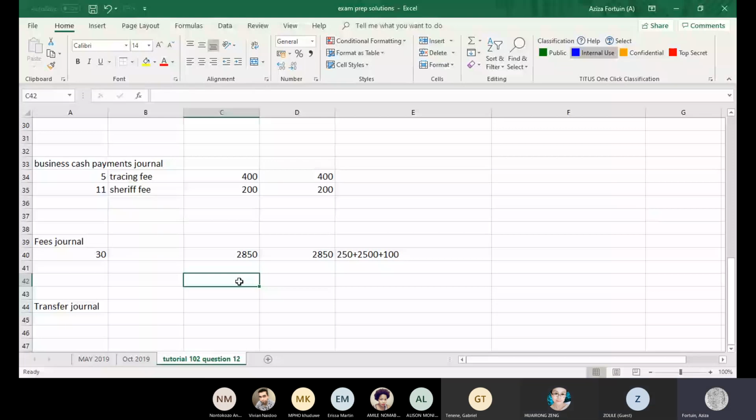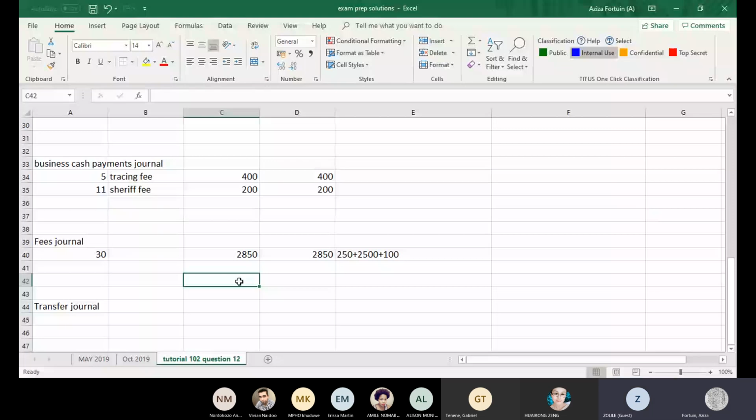Wait. Let's do our ledgers first and come back to this. There's a mistake here by moving like this. Let's come back to this example. Let's first do our ledger entries, then we see where we made a mistake. Okay. Let's start with our trust bank account.